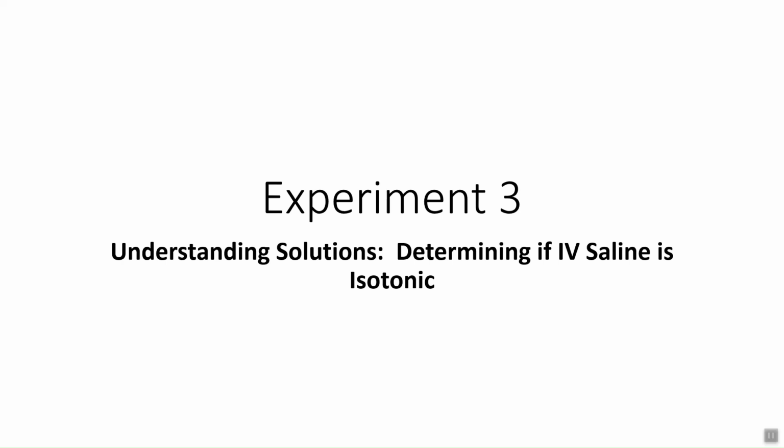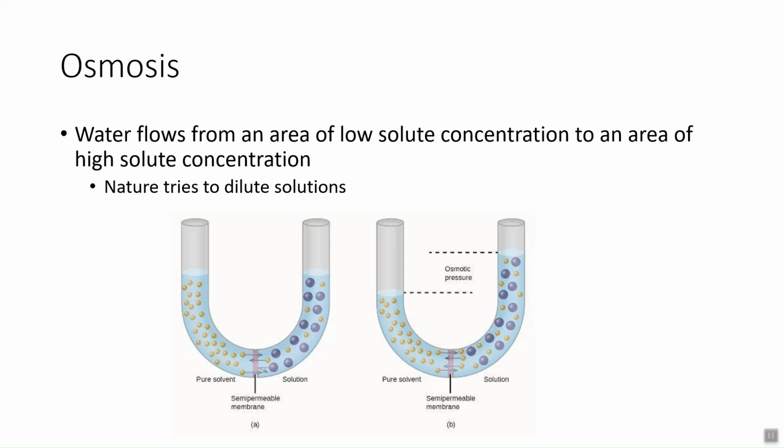But before we do that, I want to talk a little bit about what osmotic pressure is, and you may have seen this before, so this may be a reminder, but I just do want to talk a little bit about what that is, not in great detail. So basically, in osmosis, water will flow from an area of low solute concentration to an area of high solute concentration. Said another way, nature tends to dilute solutions.